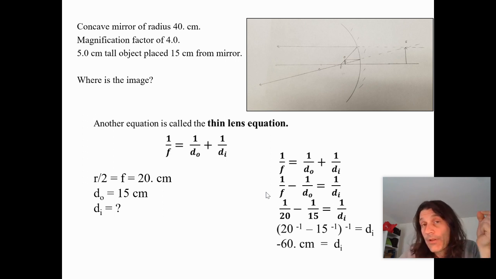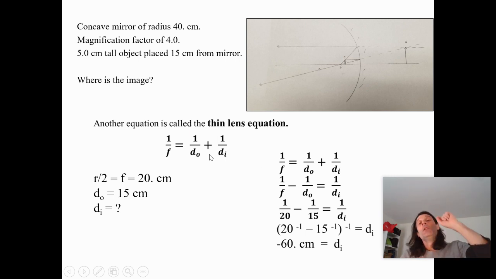There's another equation that's used a lot when dealing with mirrors and lenses. It's even referred to as a thin lens equation. It initially looks kind of scary because there's a lot of fractions, but I'll show you it's actually a very easy equation to manipulate. So the exact same question as the previous one: 40 centimeter radius, magnification is 4, 5 centimeter tall object, 50, where is it?